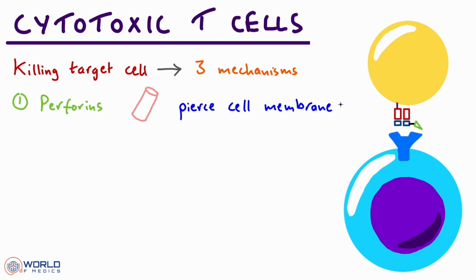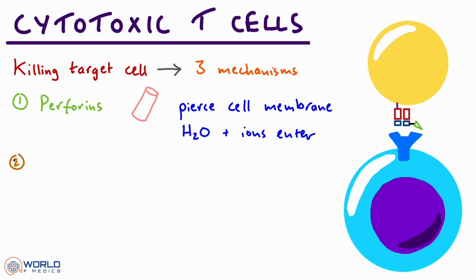And that's going to lead to a lot of water flooding into the cell from the extracellular space, as well as a lot of ions flooding into the cell. So that's the first mechanism that cytotoxic T cells use, and this might take up to 10 minutes to actually take place.